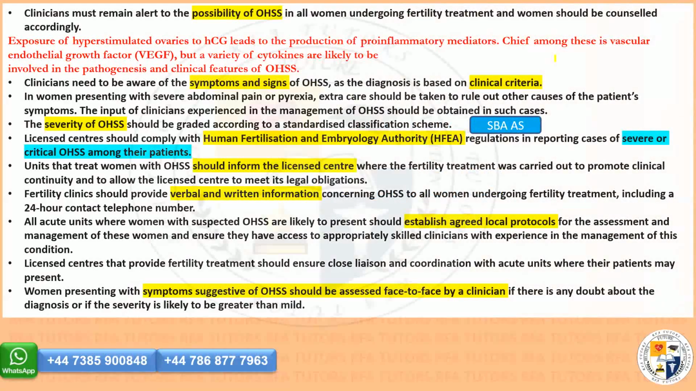There is an Andrew Sizer single best answer which tells us about the features of the severity of OHSS. There's a question in Andrew Sizer which says which type of OHSS you have to report to the Human Fertilization and Embryology Authority, HFEA. The answer is severe or critical. So now on my notes, I'll mark it, right?